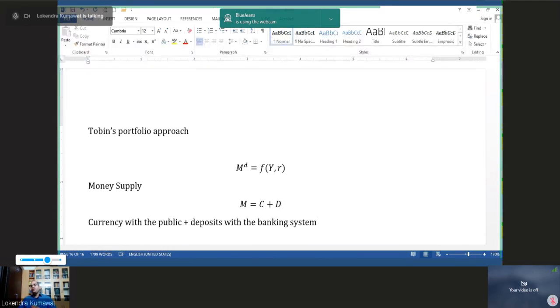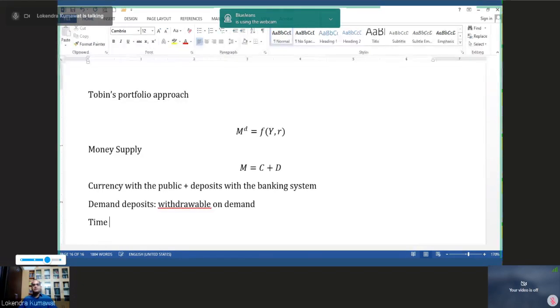Now the question is, what type of deposits? We broadly distinguish between two types of deposits. A, demand deposits, which are withdrawable on demand. And then there are time deposits, which have a fixed term. And if you are withdrawing them before the end of the term, then there is some penal provision in terms of the foregone rate of interest. Okay.